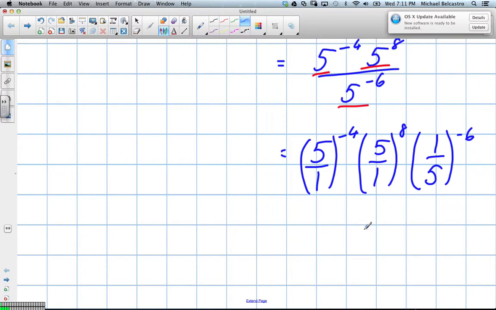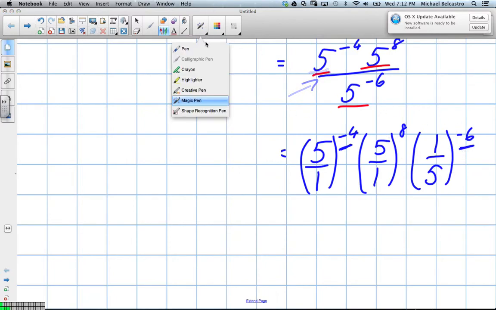Couldn't the 5 over the 1 be that too? It couldn't because it's on the top of the division sign. Okay? And notice this is negative and this is still negative. So let's say I want to turn everything into a positive power.